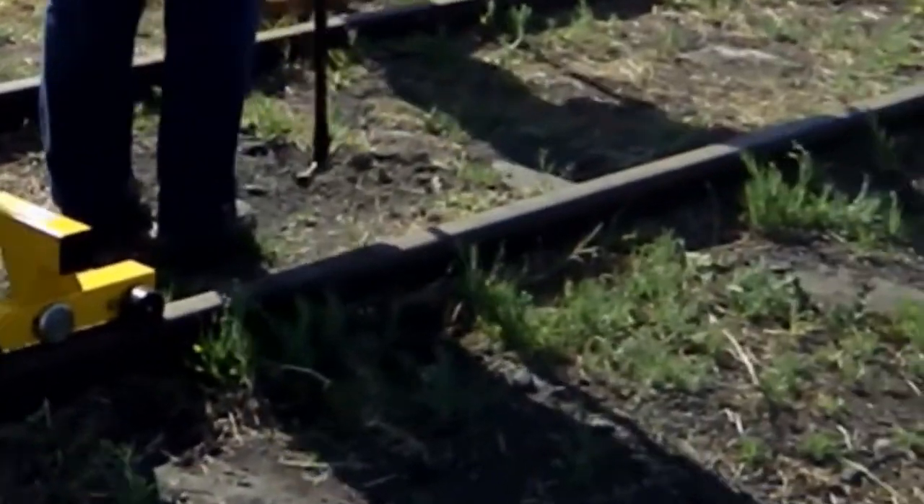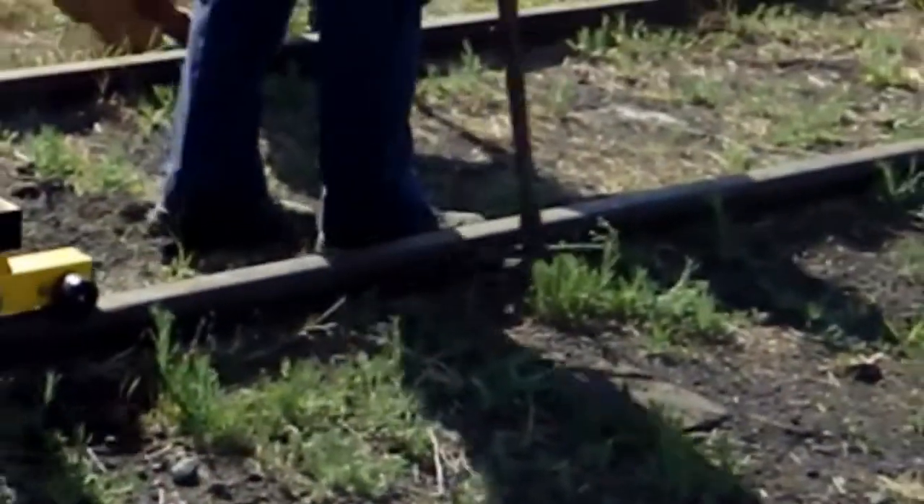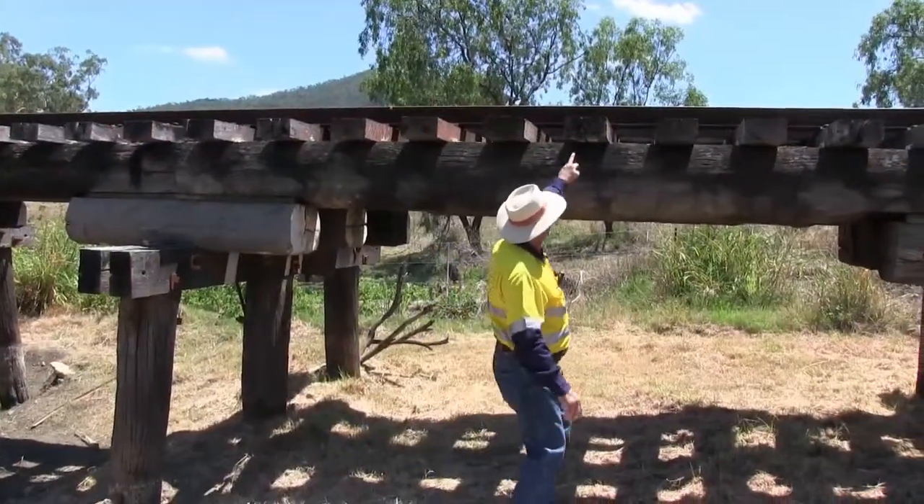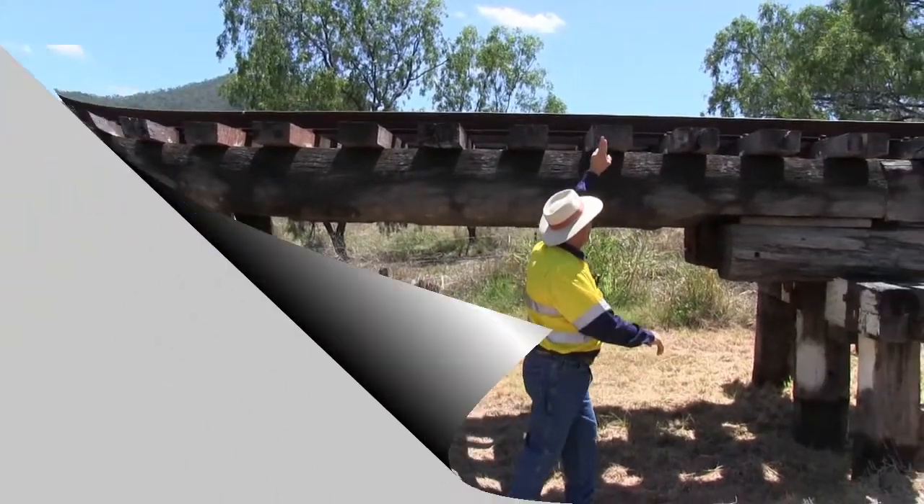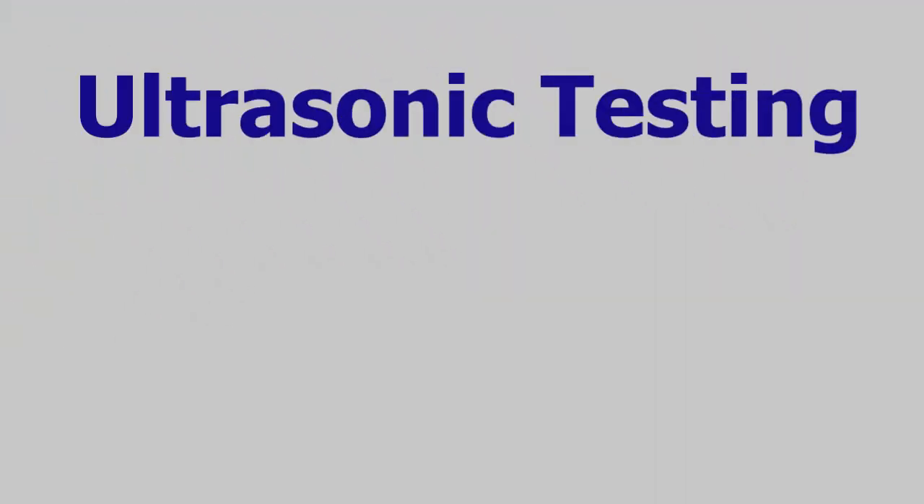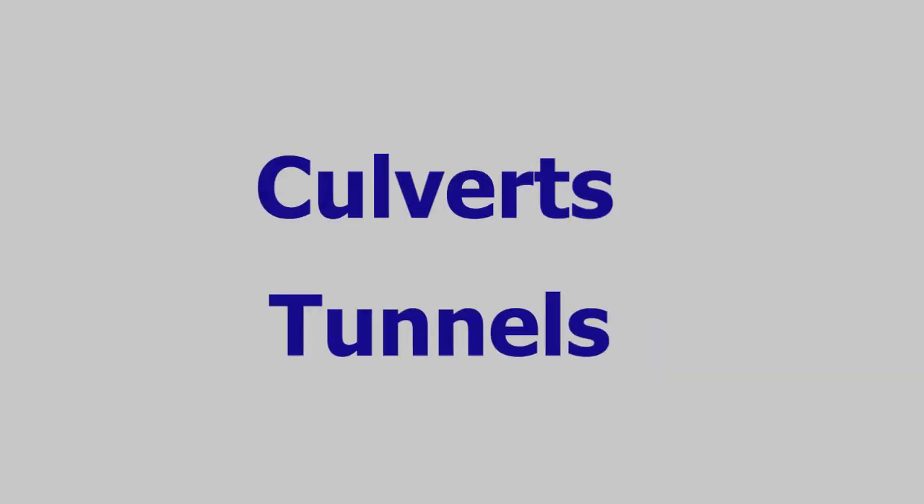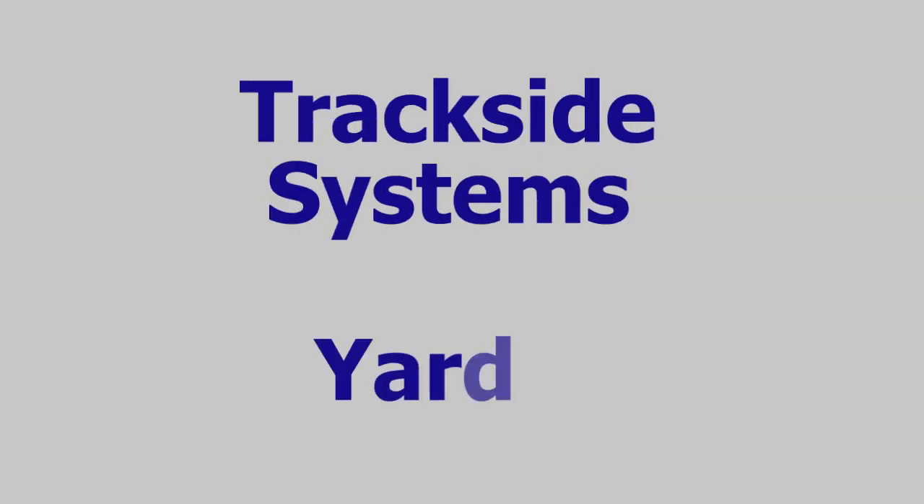Safety and compliance underscore all inspection services offered by Rail Futures, with all inspectors being appropriately qualified and highly experienced. Inspection and monitoring services are currently offered for ultrasonic testing, glued insulated joints, rail stress, welds, structures, culverts, tunnels, trackside systems, and yards. As an example, let's look at the process of capturing and reporting yard asset information.